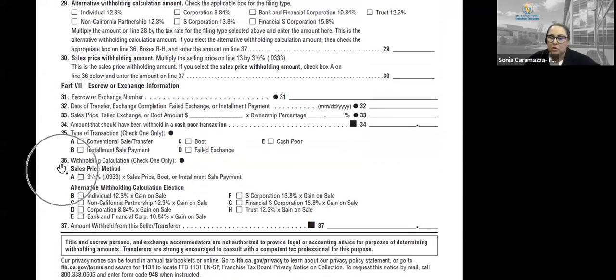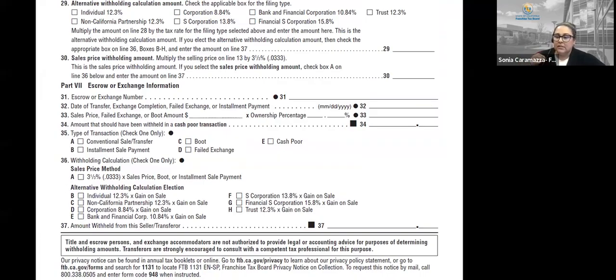Line 36, there's the withholding calculation. It's regular 3 1/3%. Okay, that's just the standard withholding. The alternative withholding calculation, this came back into effect, I believe, in the early 2000s, is that the seller could elect to do an alternative.